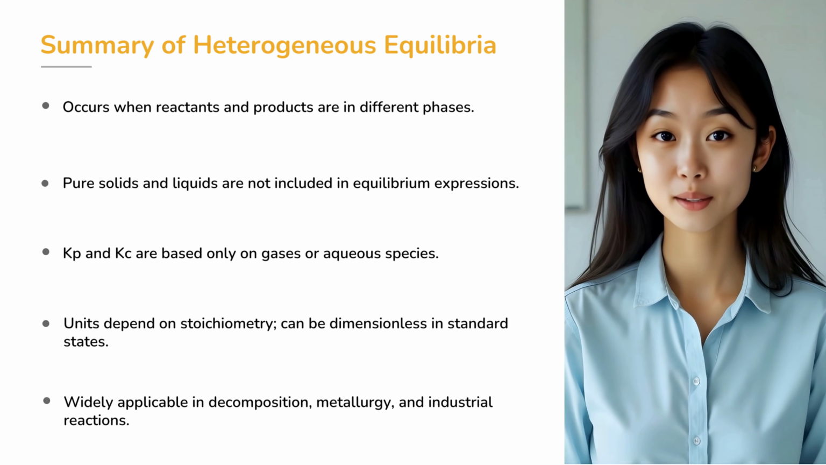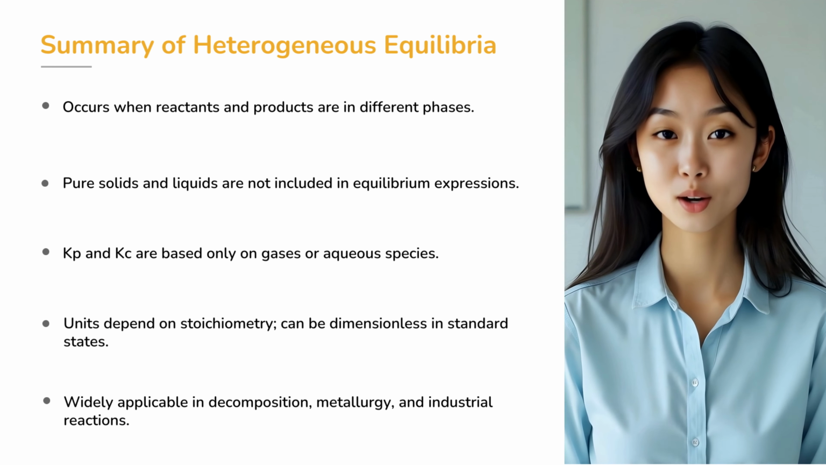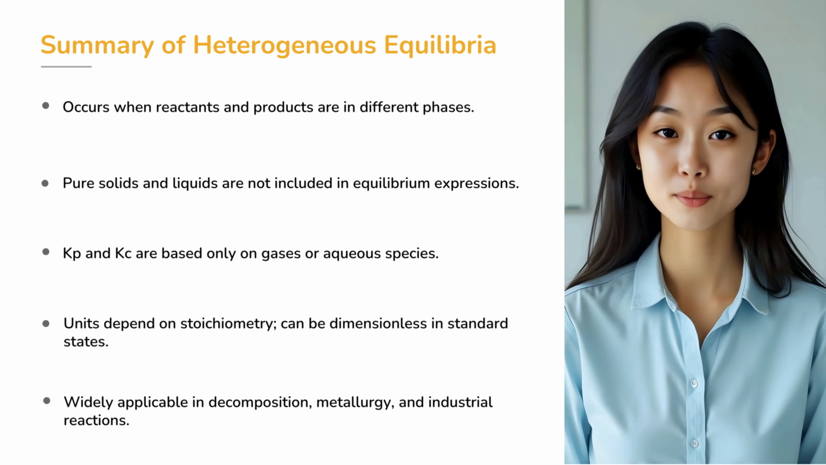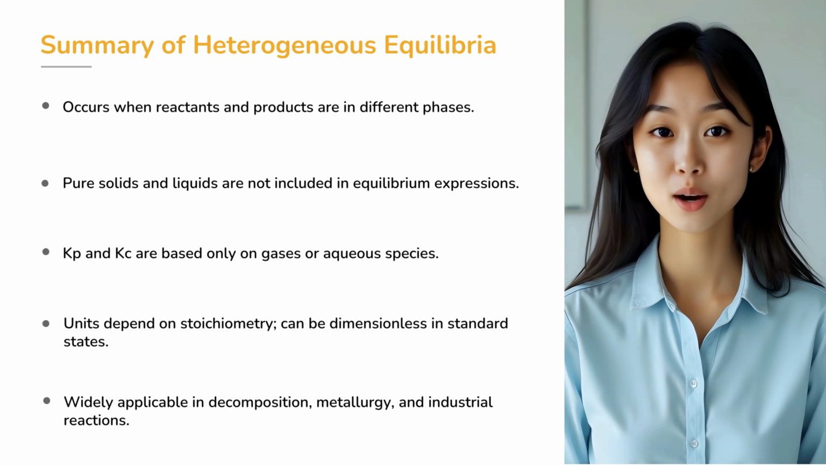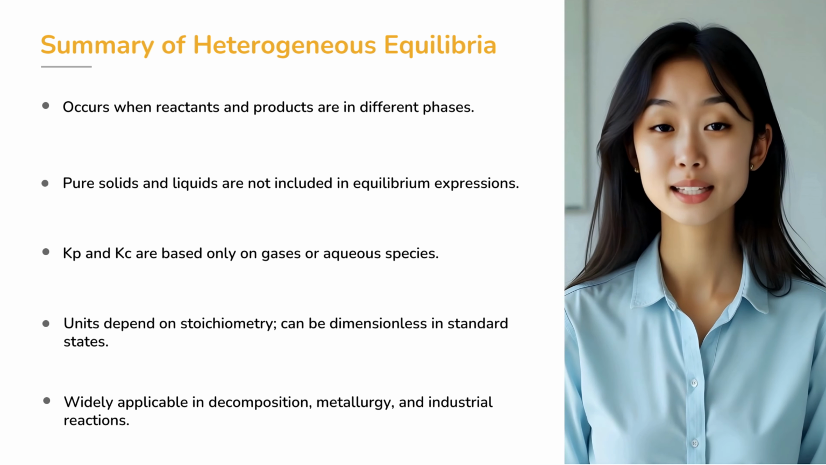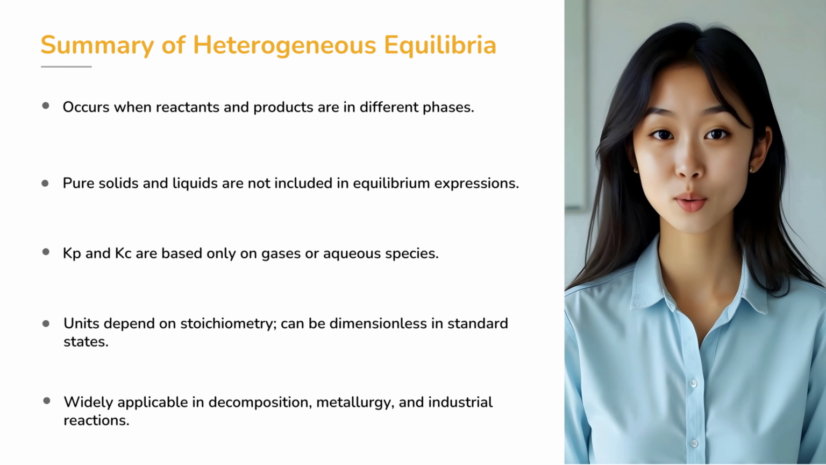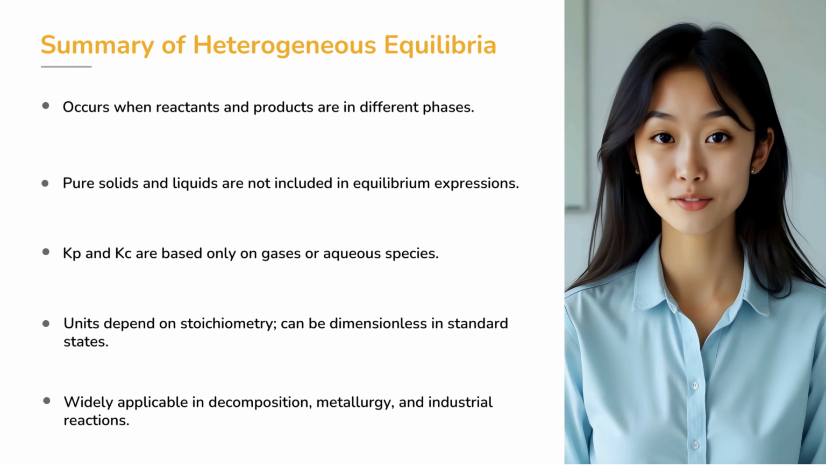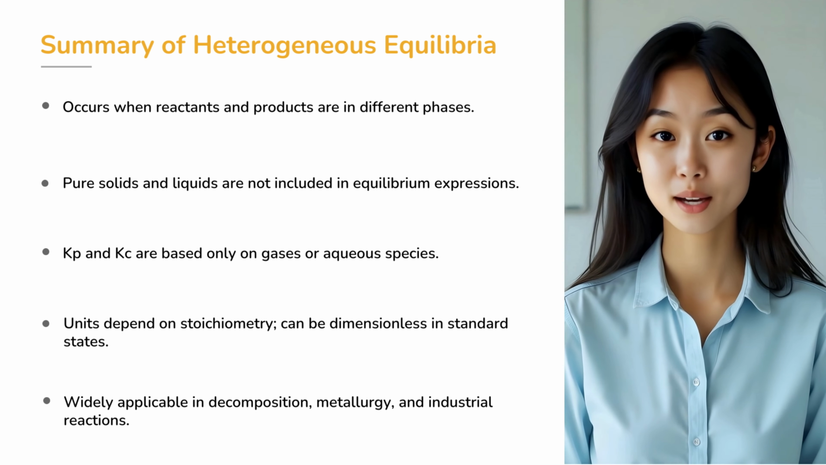To summarize, heterogeneous equilibria occur when substances in different phases exist together at equilibrium. Pure solids and pure liquids are excluded from equilibrium expressions because their concentrations are constant. Only gases and aqueous ions are considered in Kc and Kp. The units of equilibrium constants depend on the stoichiometry of the reaction. And finally, these equilibria are essential for processes like decomposition, metallurgy, and salt-acid reactions.